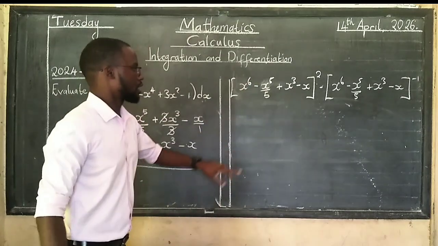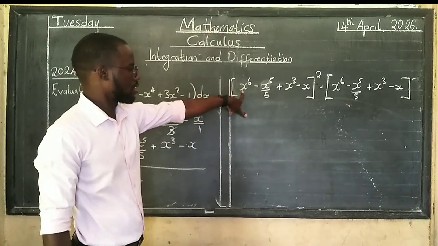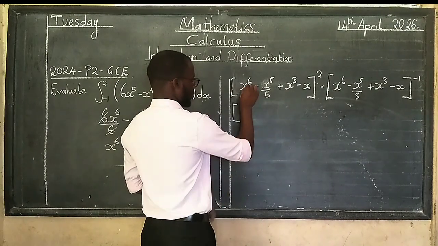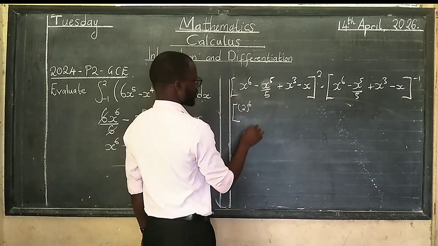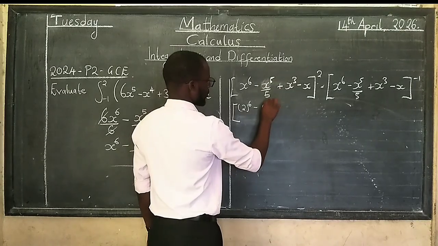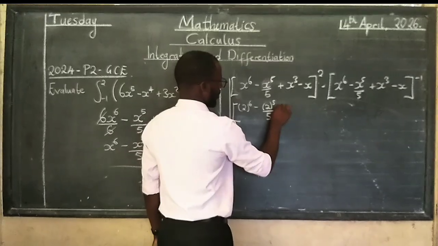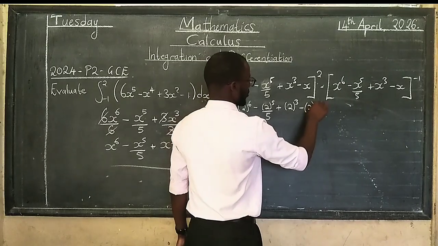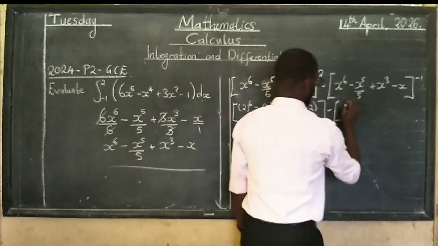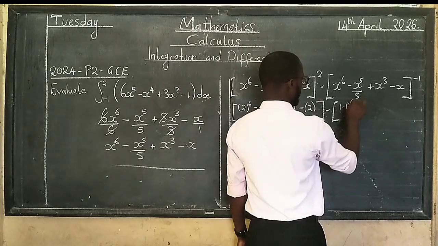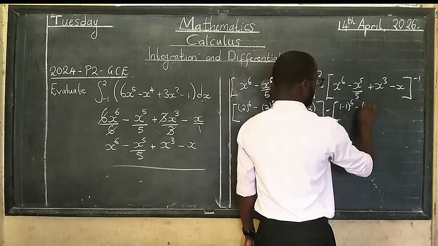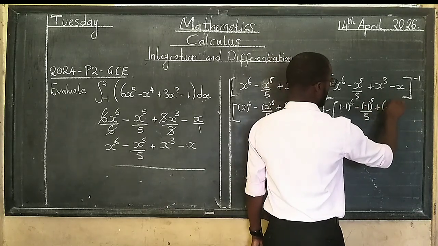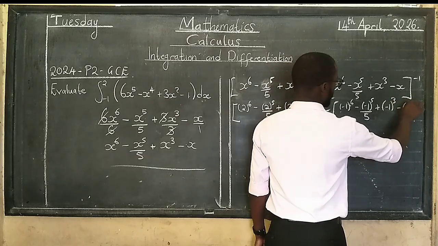So this one, let's be quick. If we put 2 here, let's just go with it together. So this will be 2 to the power 6. This will be 2 to the power 5 over 5 plus 2 to the power 3 minus 2. This will be minus 1 to the power 6 minus 1 to the power 5 over 5 plus minus 1 to the power 3 minus 1 like that.